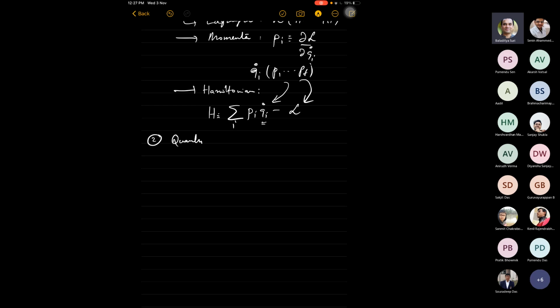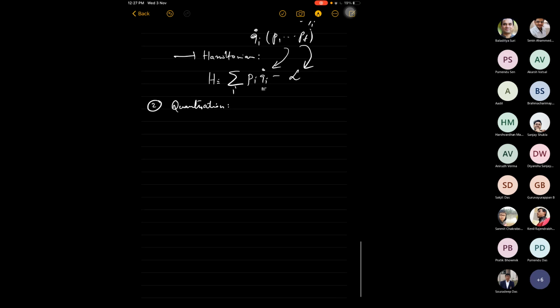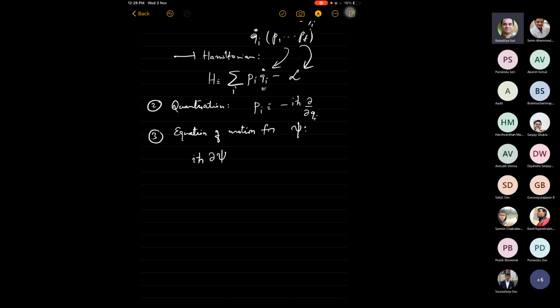Then the second step is quantizing. In the Heisenberg picture, the quantization is imposing the commutation relation. We saw that already. Whereas in the Schrodinger picture, quantization essentially means writing pi equal to minus i h cross del by del qi. This is what quantization is. And then the equation of motion for psi would be i h cross del psi by del t equal to H, which is now a function, the Hamiltonian, written in terms of q1, q2, and so on to qf, and in place of the pi's, you now write this.